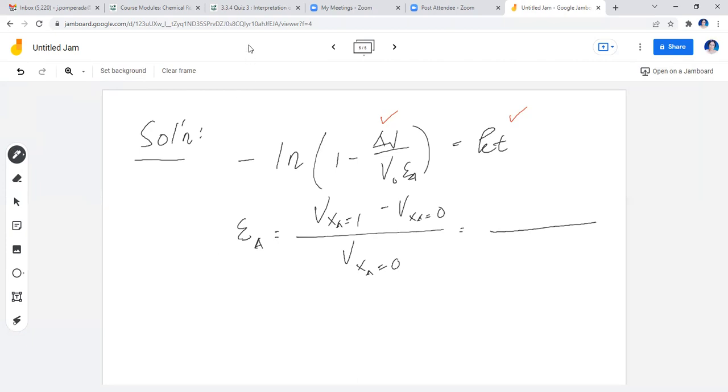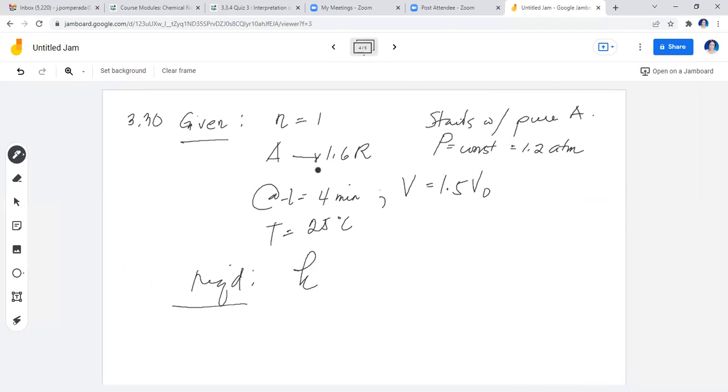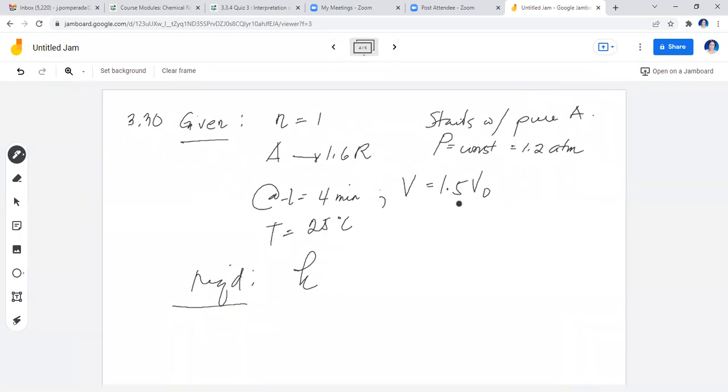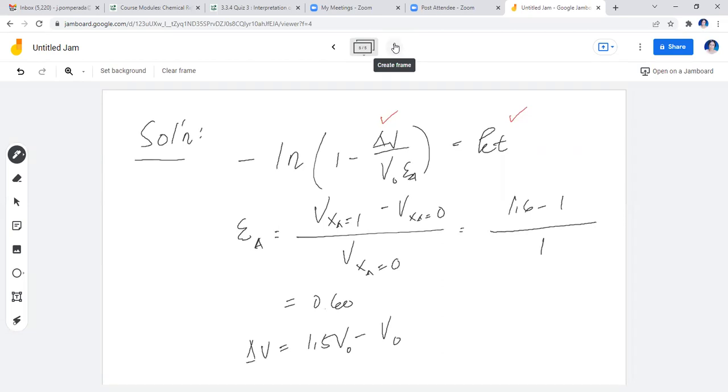So what do I mean with stoichiometry? So that would simply be the total coefficient of the products minus the total coefficient of the reactants divided by the reactant. Okay, so in this case, it's just 1.6 minus 1 over 1. So your epsilon A in here is equal to 0.6. Then you can solve the delta V. So your delta V, you have 1.5 V sub O minus V sub O rather over V sub O. Okay, you have placed it here, 50% increase. So then your delta V is 0.5 V sub O.